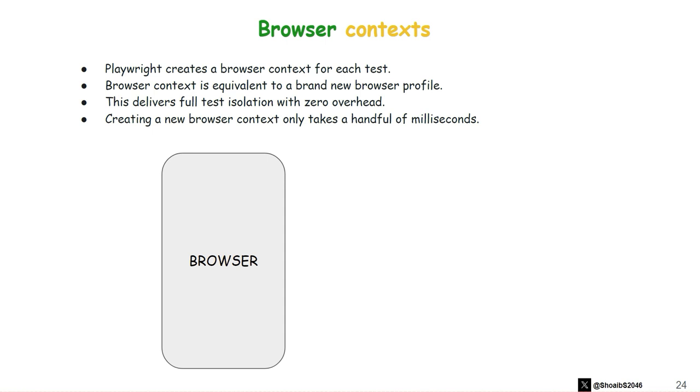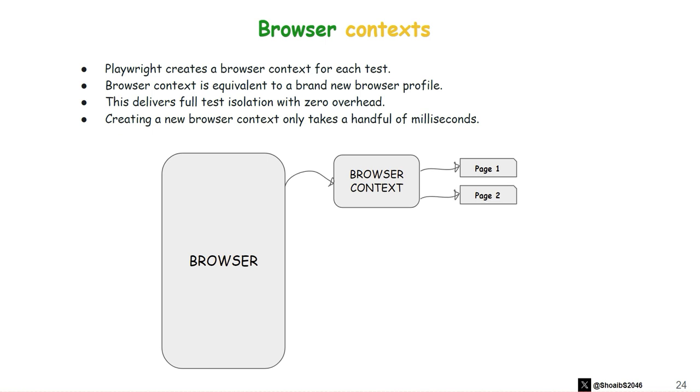So let's understand how it works. We have a browser with a single browser instance. We can have a browser context, and inside the browser context, we have pages. So there is page 1 and page 2.